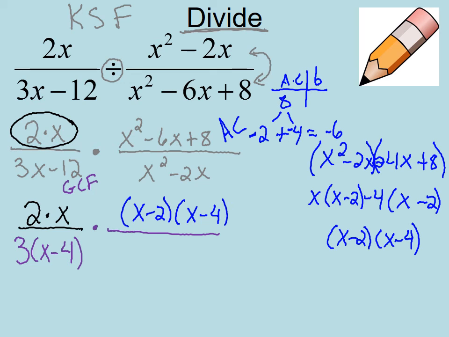Now on the bottom here, you guys are going to be able to take out a greatest common factor. Always look for that first. Here I'm going to take out an x, and I'm left with x minus 2.